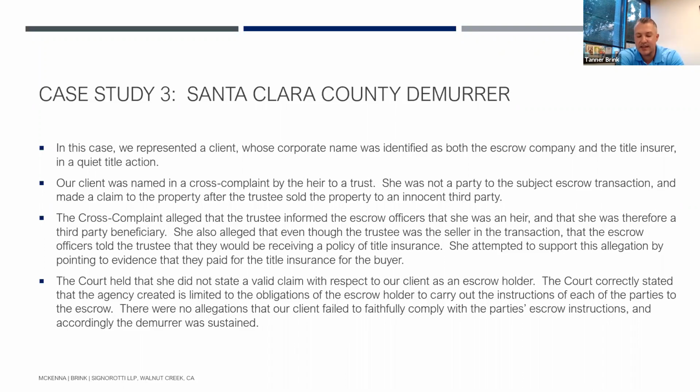The court, I think in this case, correctly held that she did not state a viable claim with respect to our client as an escrow company. The court, I think, correctly stated that the agency created is limited to the obligations of the escrow holder to carry out the instructions of each of the parties to the escrow, not an heir, despite allegations that they knew about it. There were no allegations in that cross complaint that our client failed to faithfully comply with the parties' escrow instructions, and accordingly the demur was sustained.